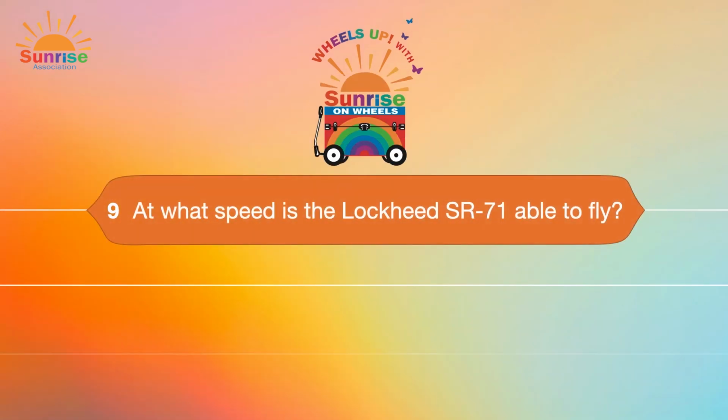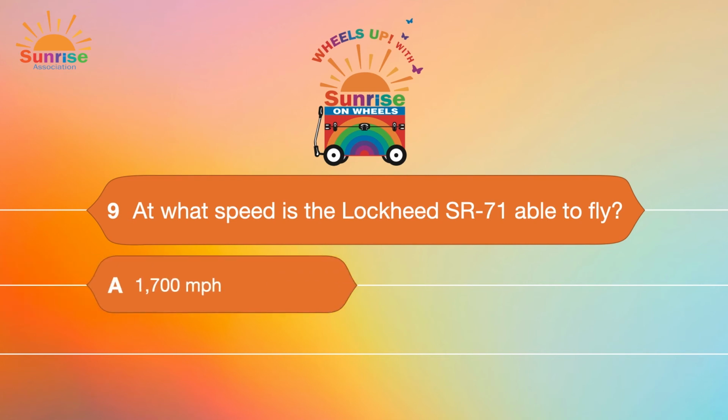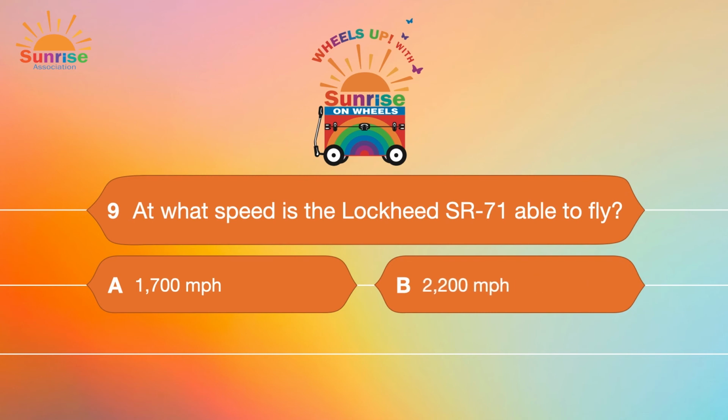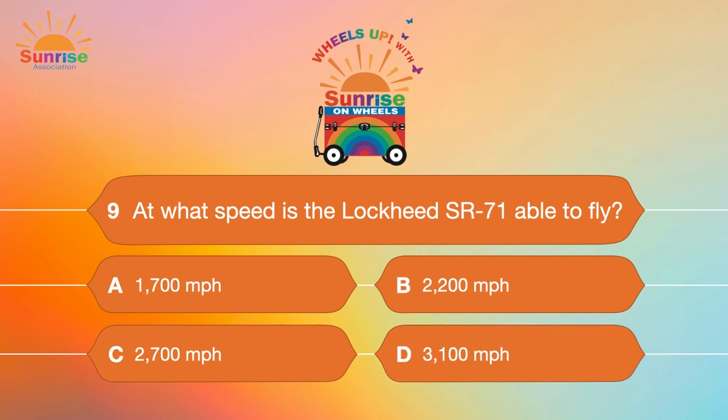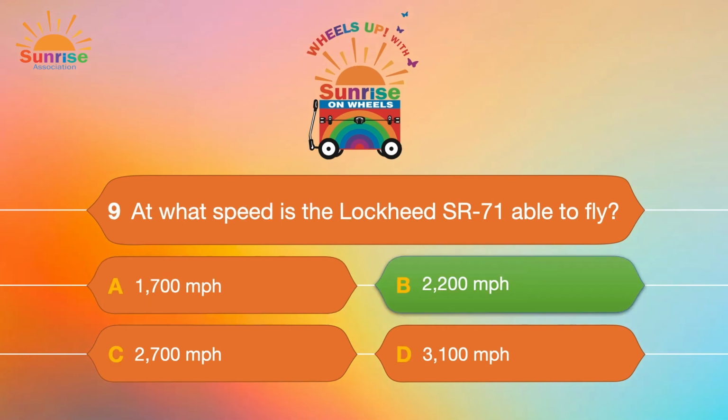Question number 9. At what speed is the Lockheed SR-71 able to fly? A, 1,700 miles per hour, B, 2,200 miles per hour, C, 2,700 miles per hour, or D, 3,100 miles per hour? Wow, 2,200 miles per hour?